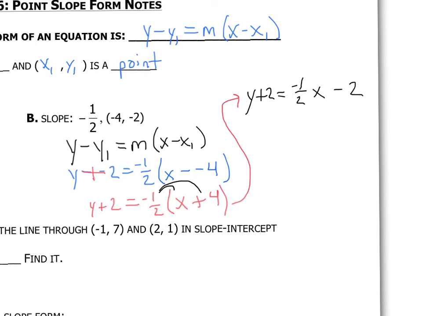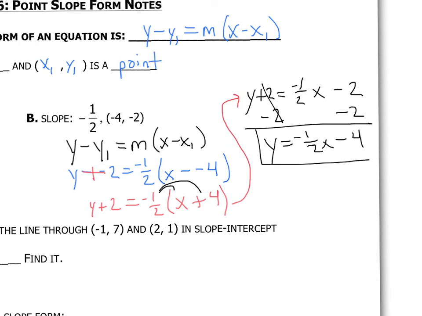And then you're left to just move this positive 2 over. So I'm going to subtract 2 minus 2. That cancels. So y equals negative 1/2 x minus 4. And that is your answer.